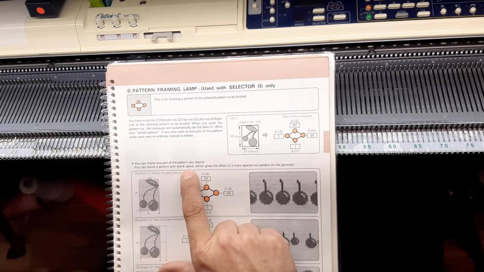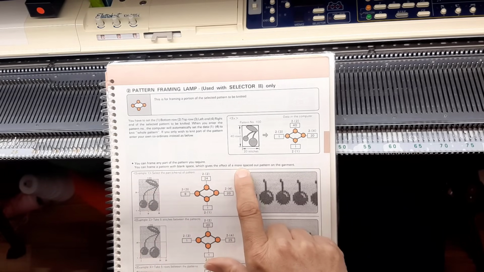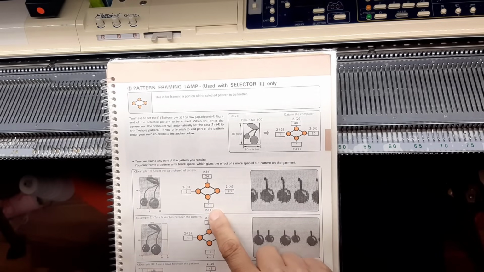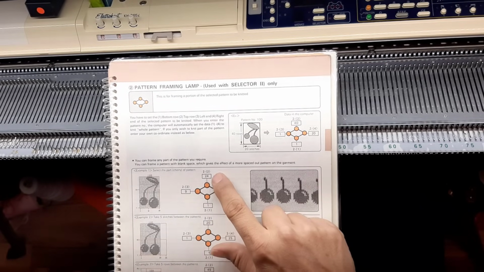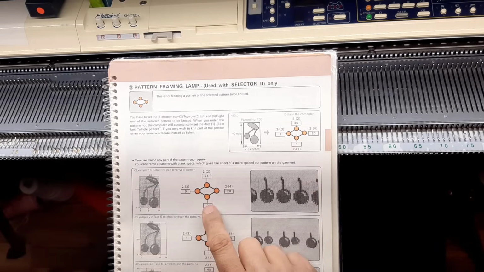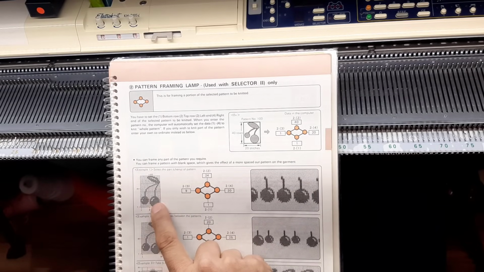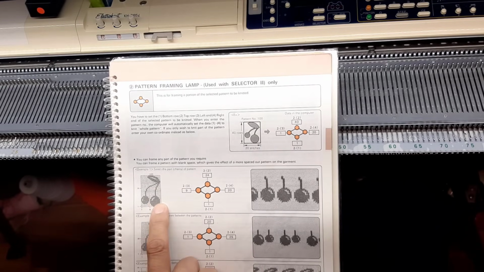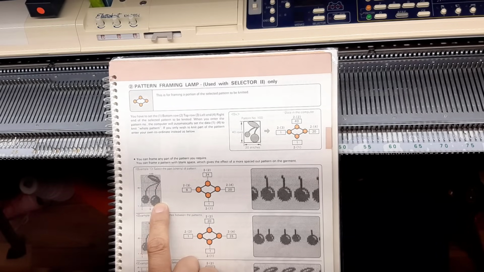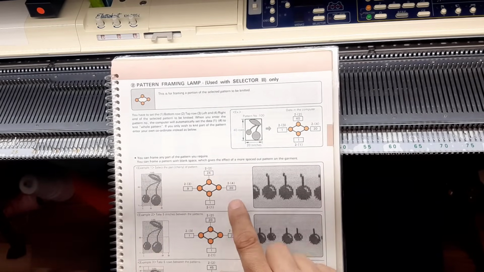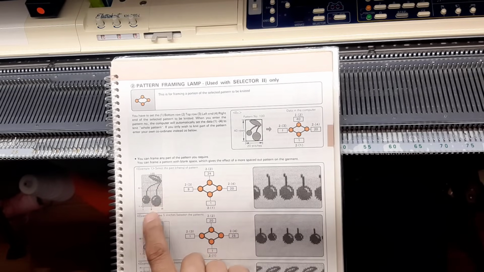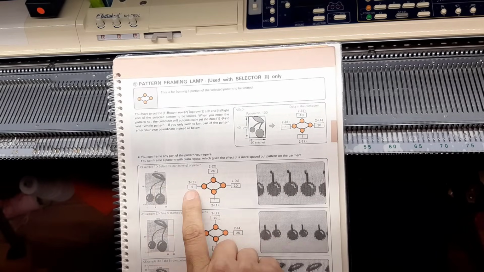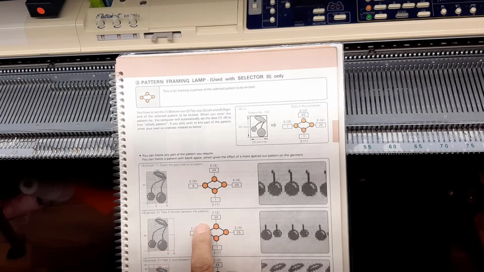You can frame a pattern with a blank space, which gives the effect of a more spaced out pattern on the garment. So in this instance, we have row 1 to row 24, which leaves you the stem, and then 9 stitches, which is the larger cherry, with 1 row of no knitting on the right and 1 row of no knitting on the left. And again, it is the 20, so it reads from left to right is what I'm getting. So this would start at 9 to 20.